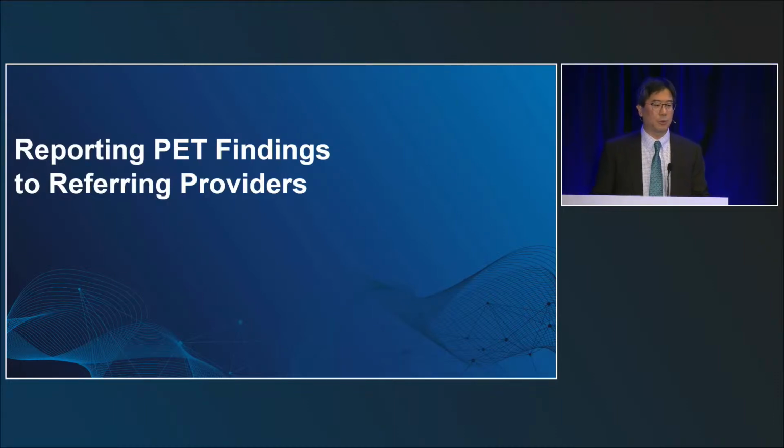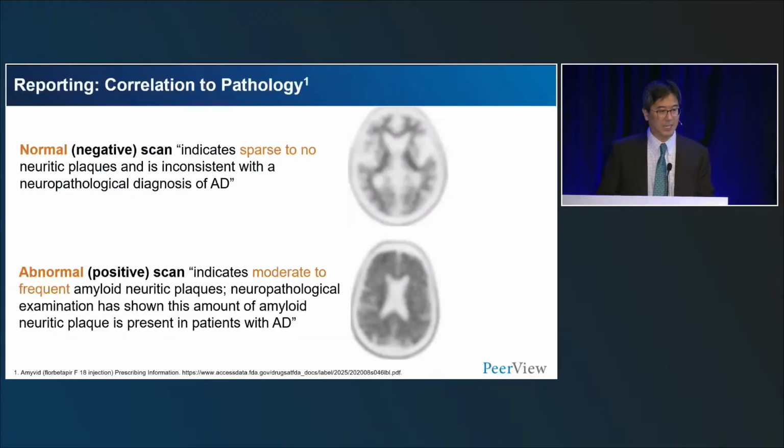So how to report these PET findings for referring providers, right? Because that is the output that we all have to do, our reports. That's how we're judged. What I and many others do is put in the impression a normal and negative scan. This is pretty much almost word for word, straight out of the prescribing information: indicates sparse to no neuritic plaques and is inconsistent with a neuropathologic diagnosis of AD.